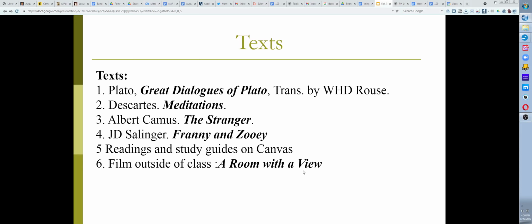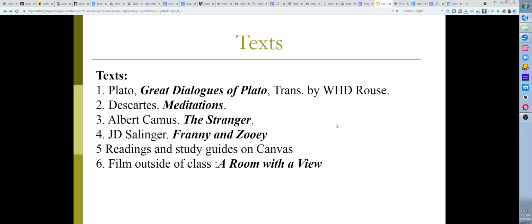There are a few books that I've ordered for you from the bookstore, mainly Plato's Great Dialogues and Descartes' Meditations. There are links to all of the selections from Plato and from Descartes' Meditations on the website. So if you're comfortable reading on a tablet or a phone or printing out pages, you don't have to purchase those books. The readings from those books can be found off of the schedule, as I'll show you.